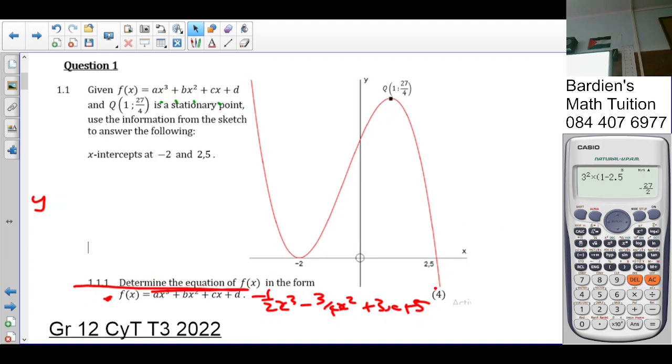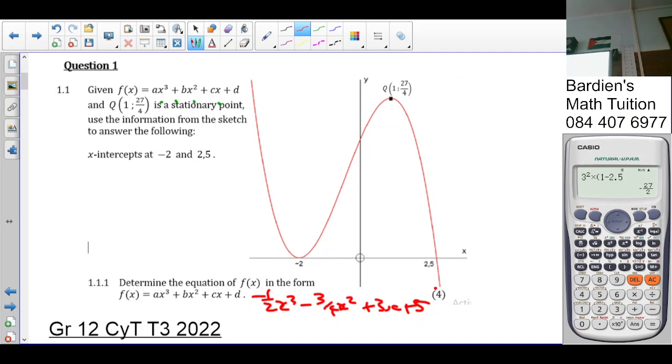Alright, so the next question says, determine the equation of the tangent at x equal to 1. Now some of you would go and calculate the first derivative, then substitute 1 in to get the gradient at 1, and all of those things.